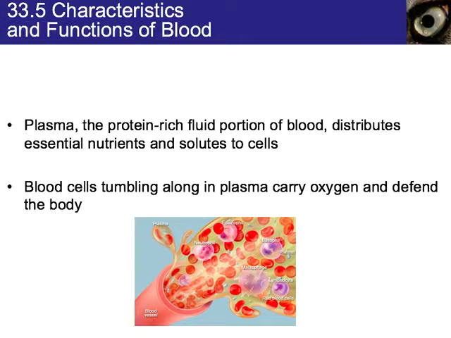Let's talk about the characteristics and functions of blood. Plasma, the protein-rich portion of fluid, distributes essential nutrients and solutes to cells. Blood cells tumbling along in plasma carry oxygen, and other types of blood cells, like your white blood cells, defend the body.